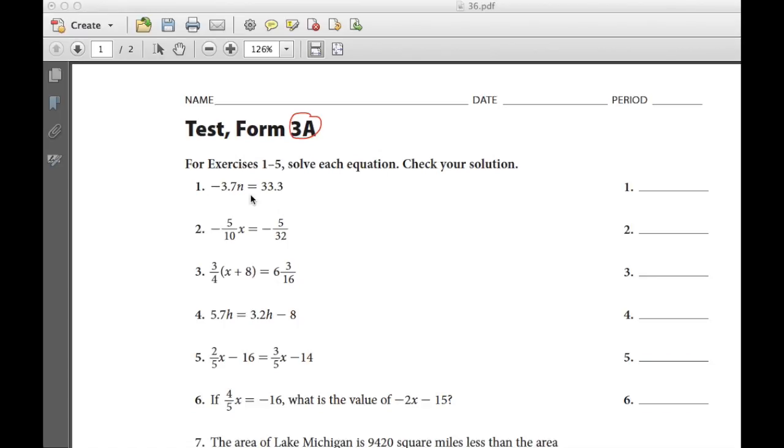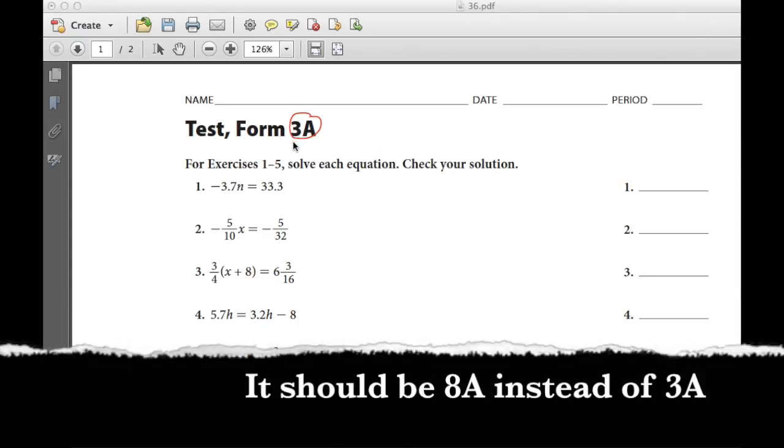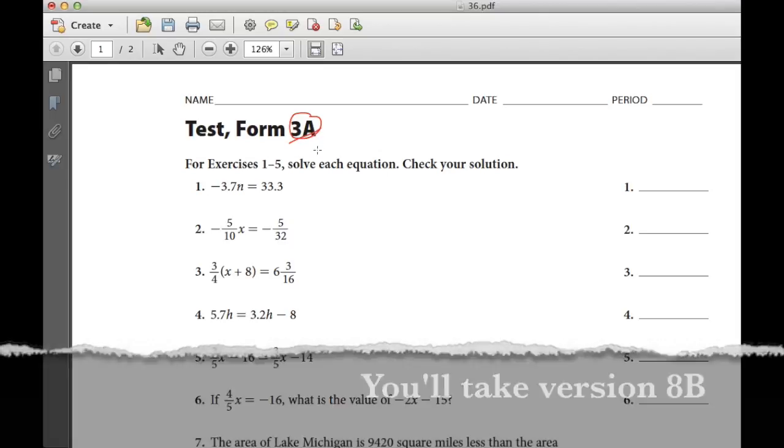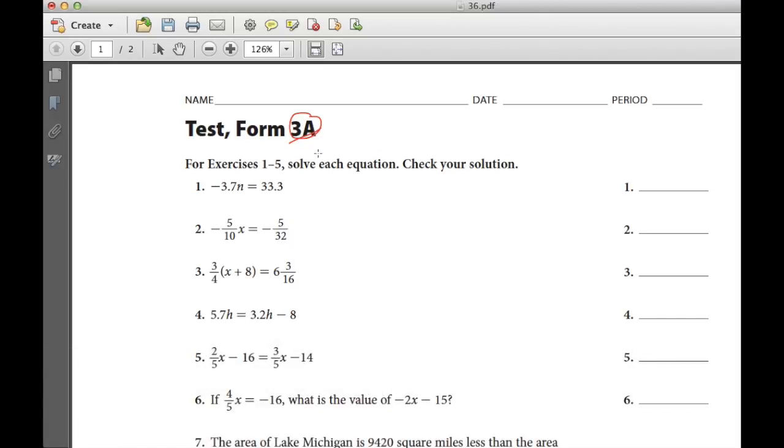This is the review for the Chapter 8 Honors Pre-Algebra test. This is Form 3A, and you will take version 3B, which is very similar to 3A for your actual test. So please make sure you go through these answers, not only checking them, but checking your work to make sure that you understand how to do all the problems before you take the test.